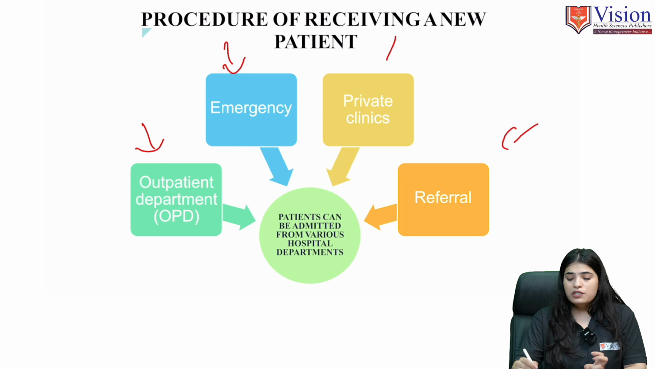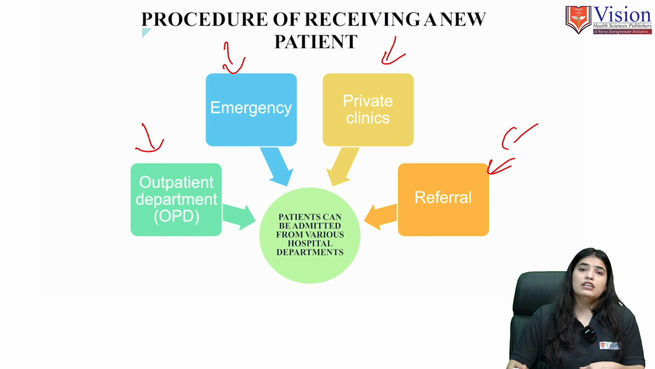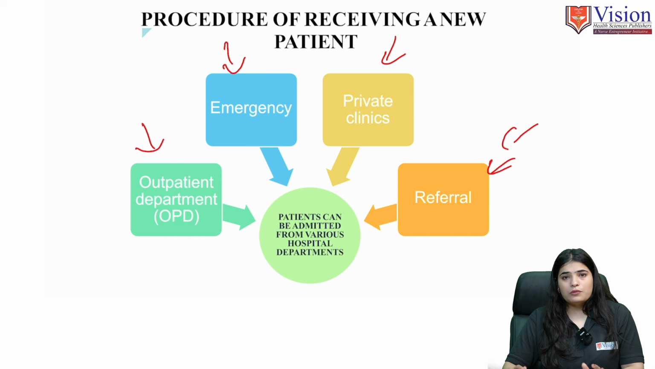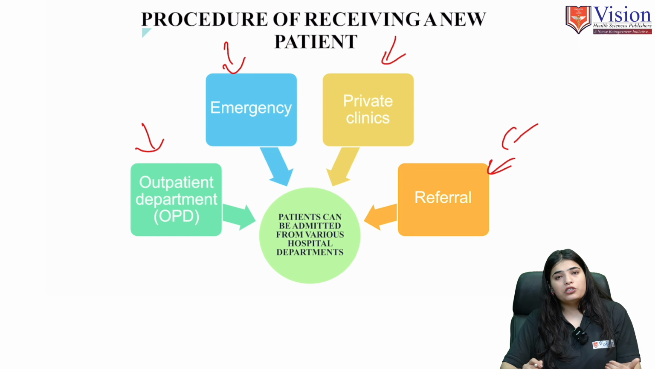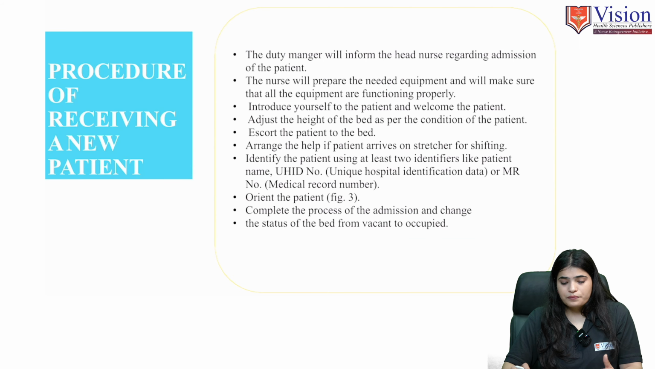Second one is emergency. As we all know, emergency is also a major source of admissions. Next one is private clinic. Some private clinics refer the patient to the hospital. And referral, for example, from a CHC or a PHC to the tertiary level hospital, where the patient is being referred. So these are the various sources or departments from where a patient can be admitted.